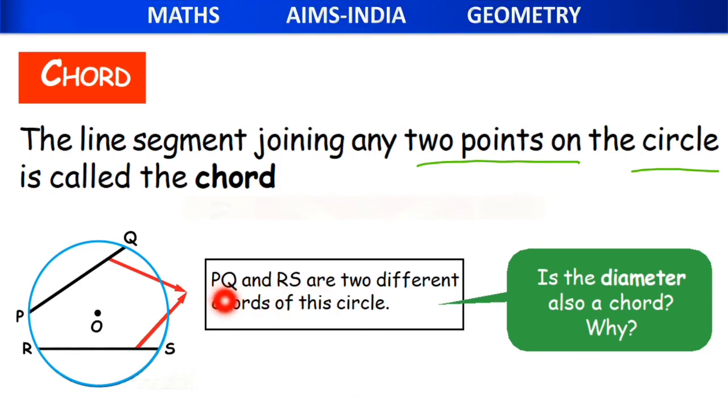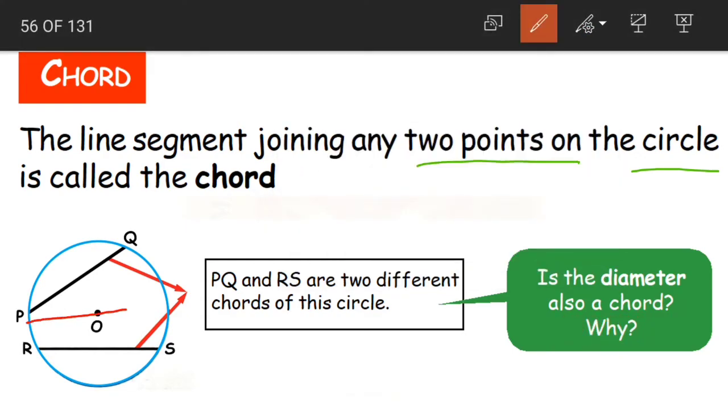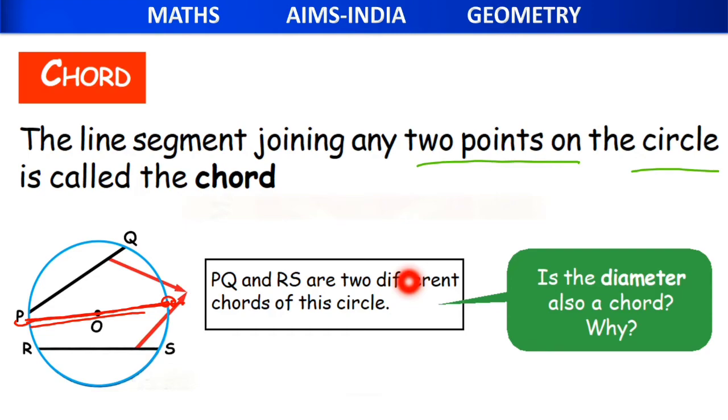Now PQ and RS are 2 different chords of the circle. If you are looking at this one, it is joining 2 points P and Q. So PQ is a chord. Again, R and S are 2 points on the circle which are joined by a line segment. So RS is also a chord for the given circle. Now look at the question here. Is the diameter also a chord? Yes, diameter is also a chord. Why? Because it is also joining 2 points on the circle. The only difference is that diameter is a special type of chord.